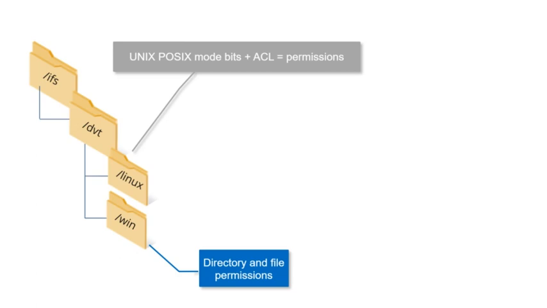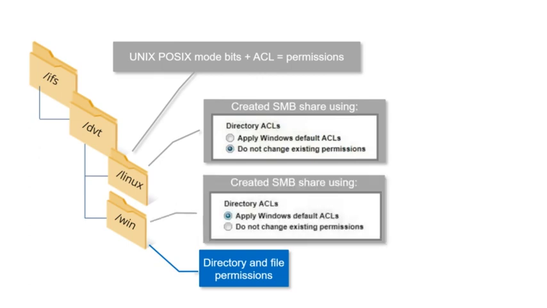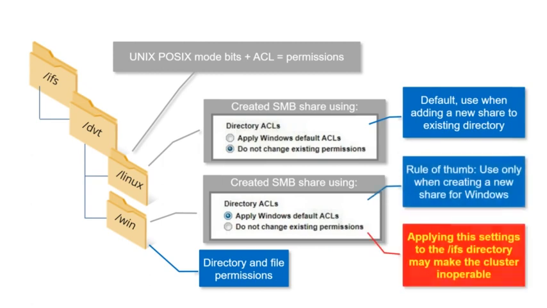When creating a share, two options are available: do not change existing permissions and apply Windows default ACLs. Understand the apply Windows default ACLs setting. This setting can destroy or at a minimum alter explicitly defined directory permissions that the share was created on. For example, carefully migrated permissions can be altered, creating additional work and the potential of causing data unavailability.